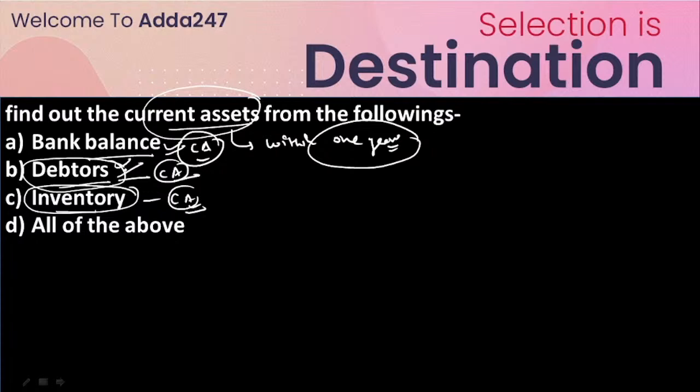Who is known as a debtor? Those who take a loan from us, or purchase goods on credit from us, are all known as our debtors, and we have to receive the payment from our debtors. So that is also a part of the current assets. So the answer to this question would be all of the above.